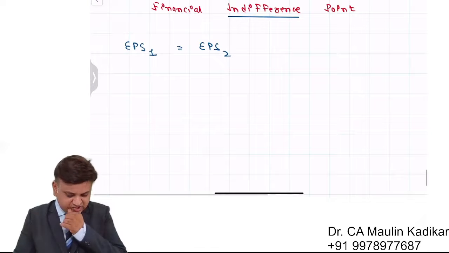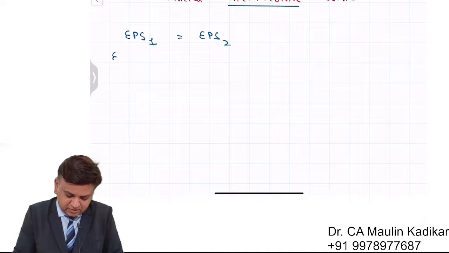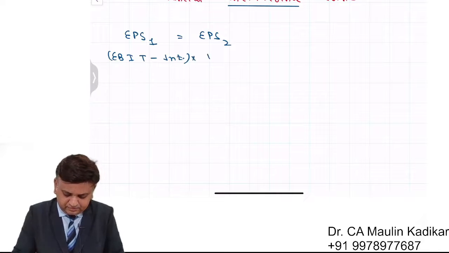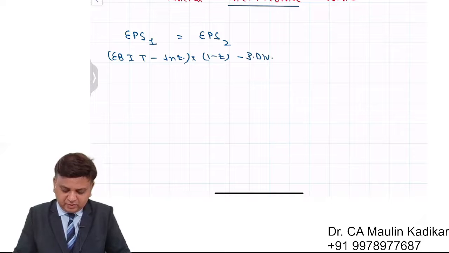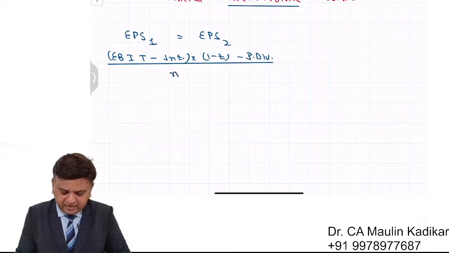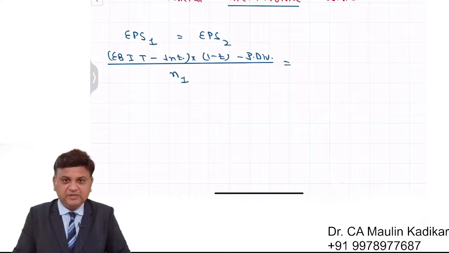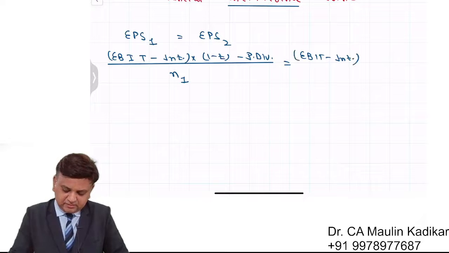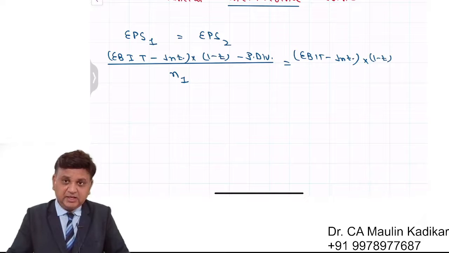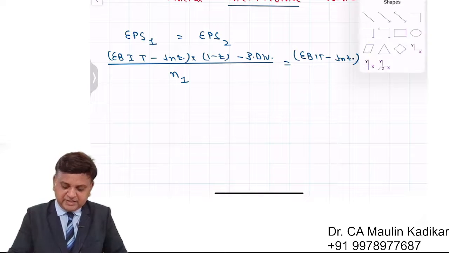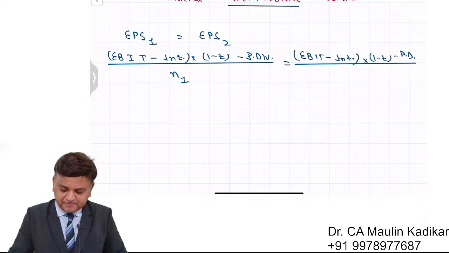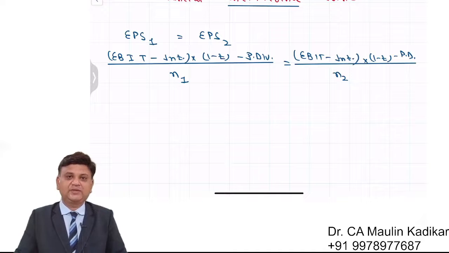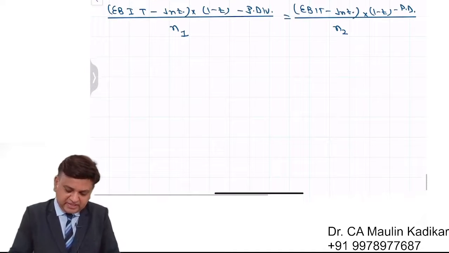How do we compute the EPS? EPS is found like this: earning before interest and taxes minus interest, EBT, into 1 minus T, EAT, minus preference dividend, earning available to equity shareholders, divided by number of equity shares of the first plan, is equal to, on the opposite side, again EBIT minus interest, EBT, into 1 minus T, EAT, minus preference dividend, earning available to equity shareholders, divided by number of equity shares of the second plan. Okay, we'll assign X variable to the EBIT.